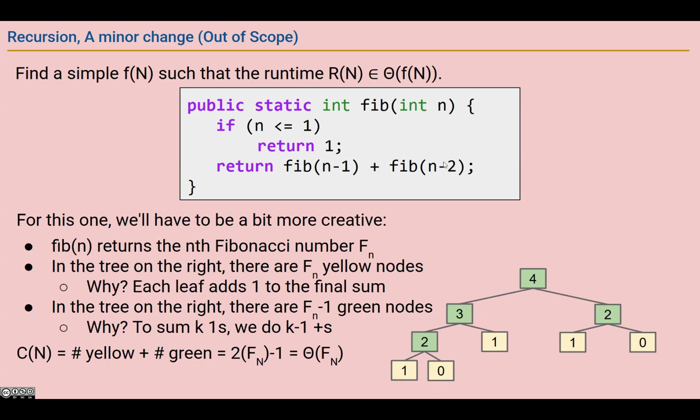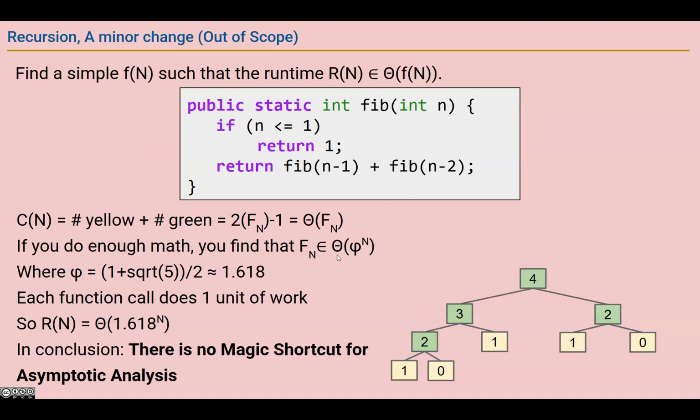And if you do some Math 55 type shenanigans, you end up showing that this is equal to theta of phi to the n, where phi is 1 plus square root of 5 over 2, or 1.618 approximately. So somehow by changing this from n minus 1 to n minus 2, we ended up at this random theta of 1.618 to the power of n.